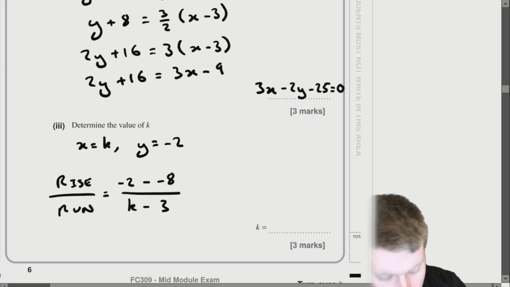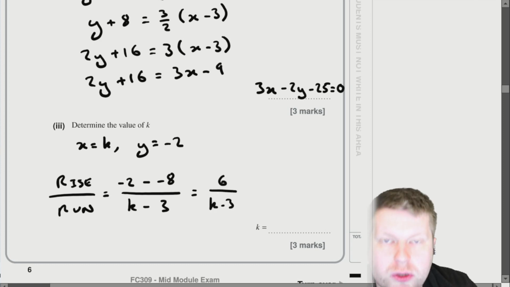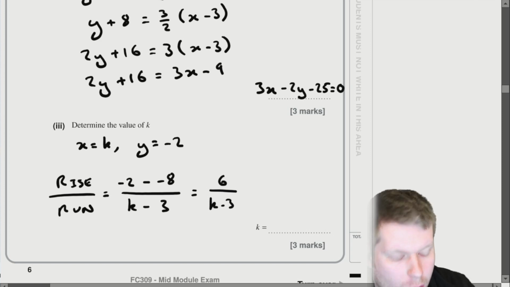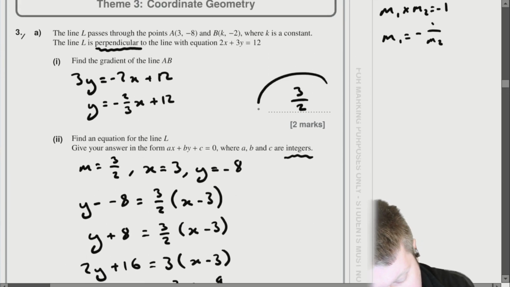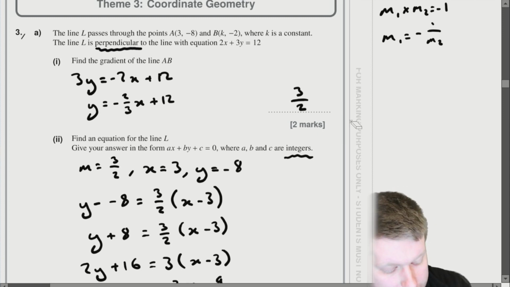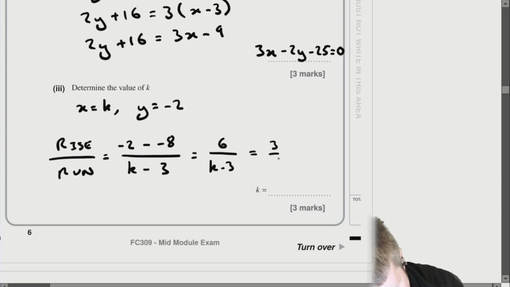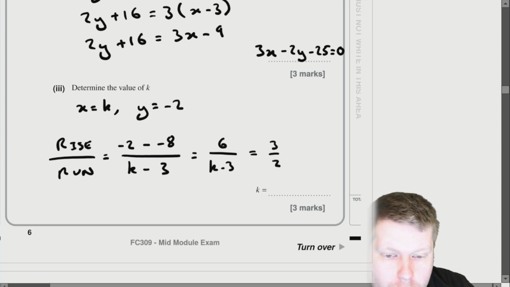Now, I actually know what this is equal to. So a lot of people got this, and maybe they simplified it down to negative 2 plus 8, which is going to be 6 over k minus 3. But then they were like, how on earth do I find k from this? Well, hopefully you realized that you could just use your gradient value from part 1, because that should be equal to what we've just calculated down here. So this should be equal to 3 over 2. And then from here, you can solve this equation.